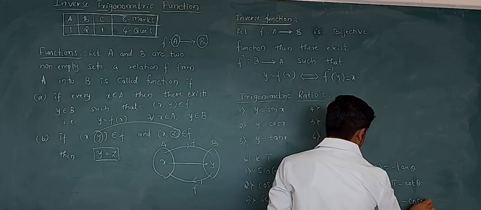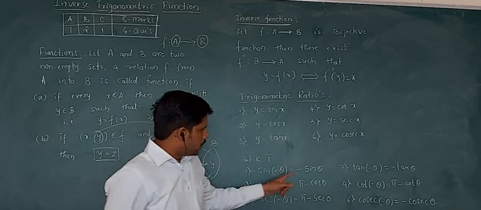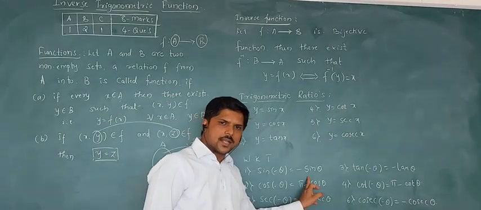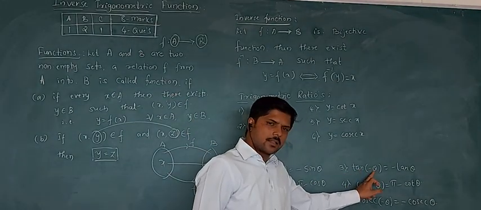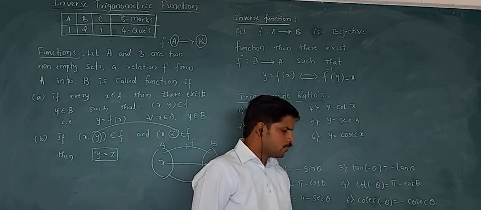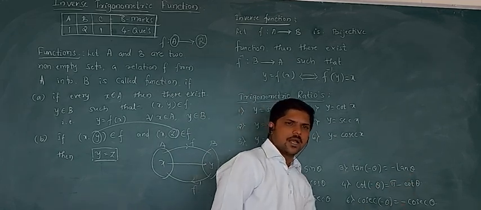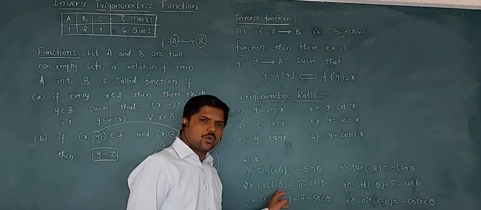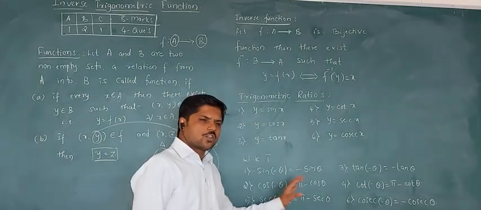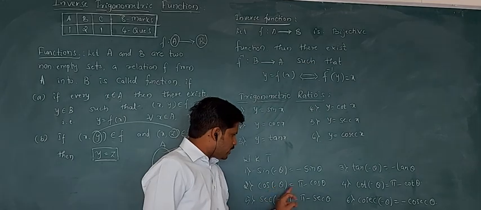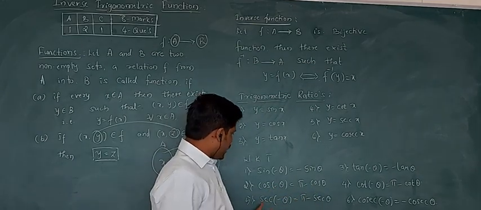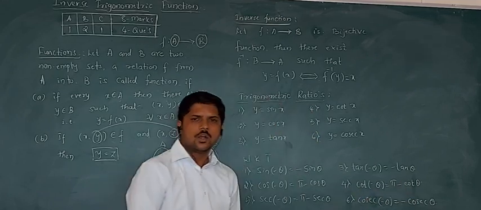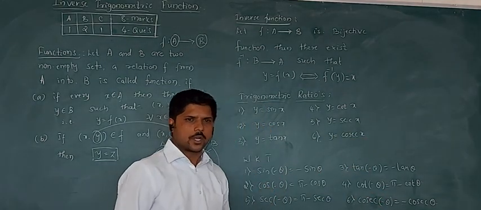See here, 3 trigonometric ratios are odd. That is, sin of minus theta can be written as minus sin theta, tan of minus theta can be written as minus tan theta, and similarly cosec of minus theta can be written as minus cosec theta. As well as the remaining 3, cos of minus theta equal to cos theta because of the quadrants, sec of minus theta equal to sec theta, cot of minus theta equal to cot theta. These 6 are very, very important.